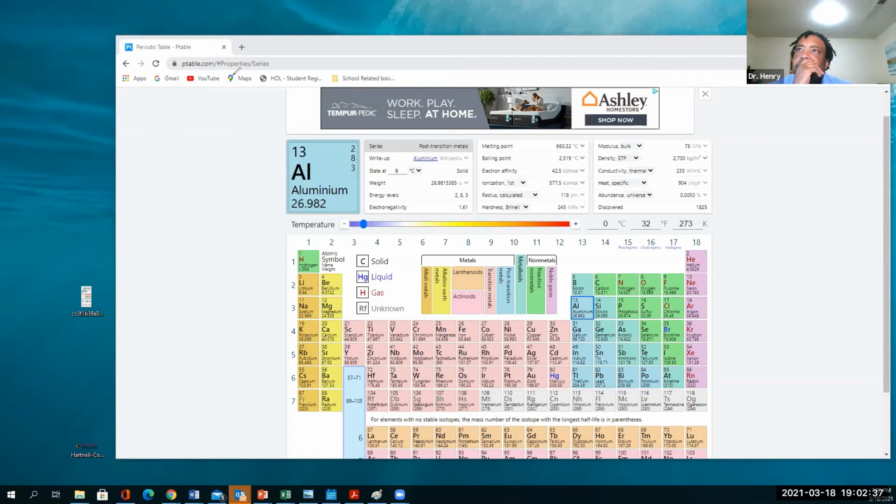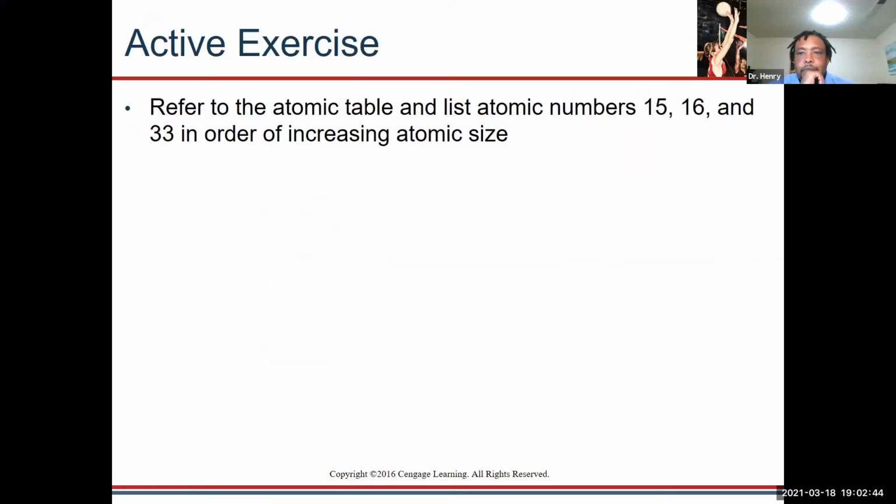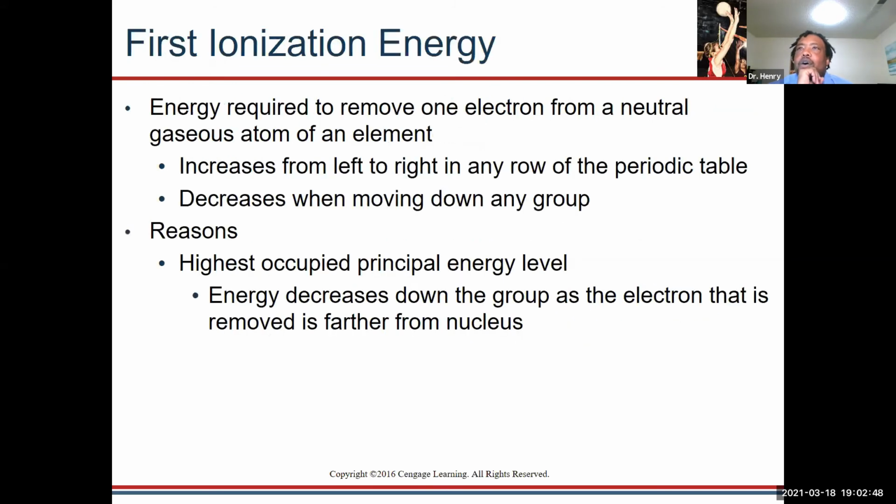Okay, let's see. I know we're running over, but it's important. Okay, so ionization energy. Ionization energy is the energy required to remove an electron. First ionization energy is the energy required to remove one electron from an atom. Second ionization energy is the energy required to remove an electron from an atom that has already lost one electron. Third ionization energy is the energy required to remove an electron from an atom that has already lost two electrons. Okay, does that make sense?